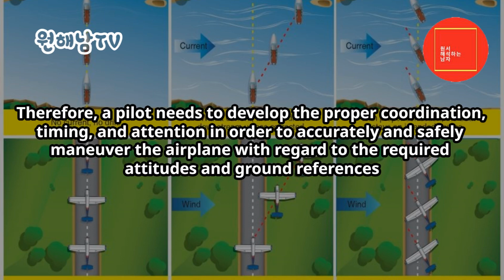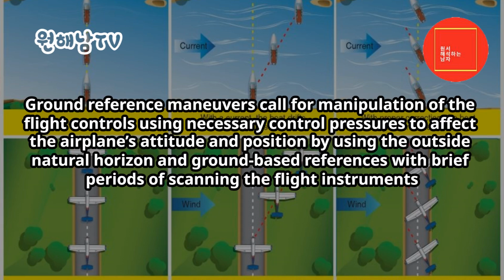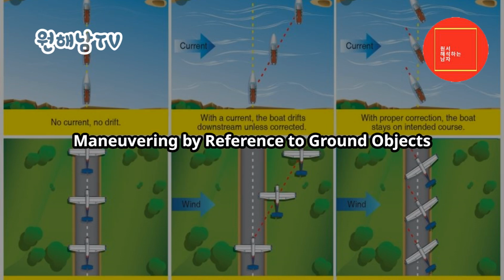Therefore, a pilot needs to develop the proper coordination, timing, and attention in order to accurately and safely maneuver the airplane with regard to the required attitudes and ground references. The pilot should be introduced by their instructor to ground reference maneuvers as soon as the pilot shows proficiency in the four fundamentals. Ground reference maneuvers call for manipulation of the flight controls using necessary control pressures to affect the airplane's attitude and position by using the outside, natural horizon and ground-based references with brief periods of scanning the flight instruments.